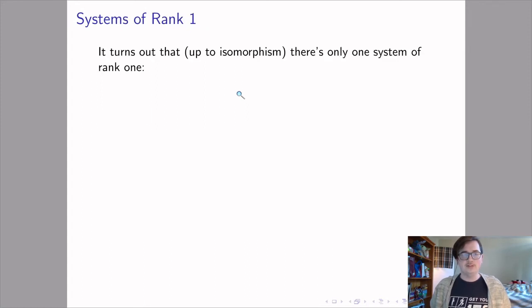Okay, so now we're going to try to show what the systems of rank 2 look like, but I think it makes sense to start with what the systems of rank 1 look like. So it turns out that up to that notion of isomorphism that we just discussed, there's only actually one possible system of rank 1.